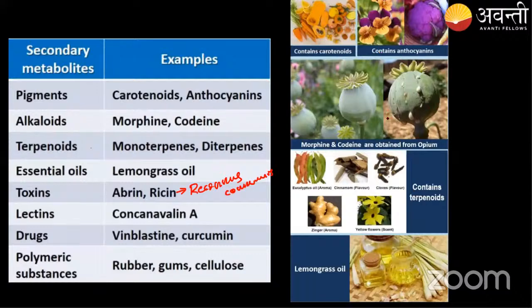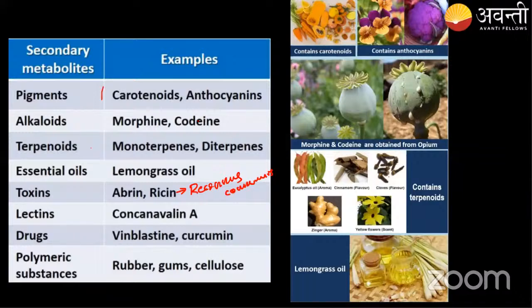So morphine, codeine, those kinds of drugs. Or eucalyptus, we normally use it for aroma, it's an essential oil. Eucalyptus oil. Or cinnamon, we normally use it for biryani and all things, right? And cloves also for the flavor. Ginger for the aroma, or ginger for the oil. Different colored flowers and everything for their smell. Okay, so we'll use them.